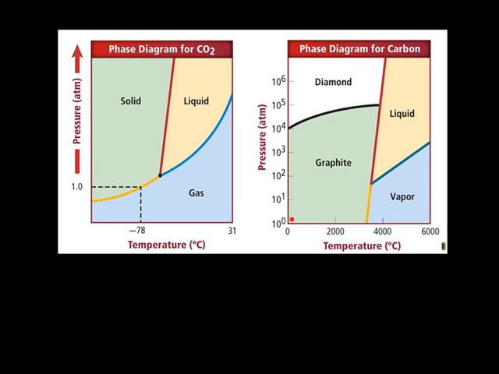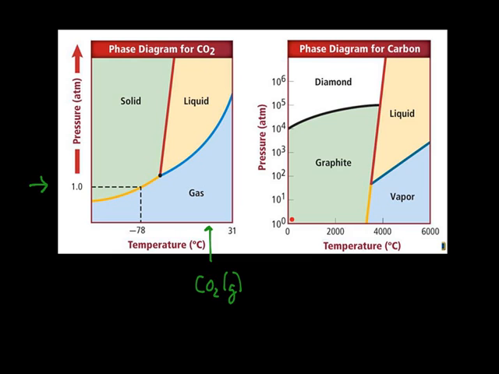On the left you have a phase diagram for carbon dioxide, and on the right you have the phase diagram for carbon. These are very interesting, and you can learn a lot about substances by looking at their phase diagrams. For example, if you look at the phase diagram of carbon dioxide on the left, at 1 atmosphere, carbon dioxide is going to be a gas because room temperature is around here, so it's in a gaseous state.